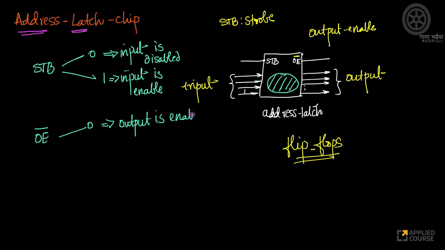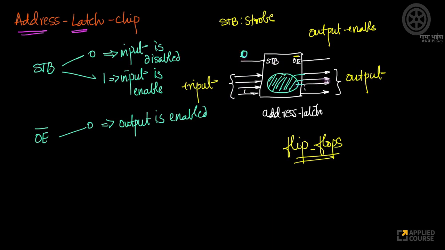Which means whatever is stored internally as part of this address latch is now visible. All this data now flows through this output. So you can think of the address latch as temporarily storing the data here. Literally, whenever I get some input, if I want to store it, I make my STB equal to 1. That input is stored. Then I make my STB equal to 0.